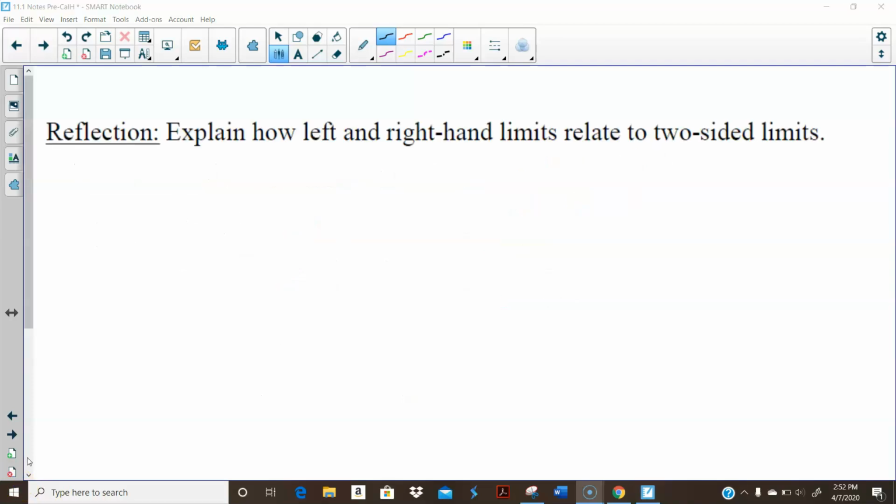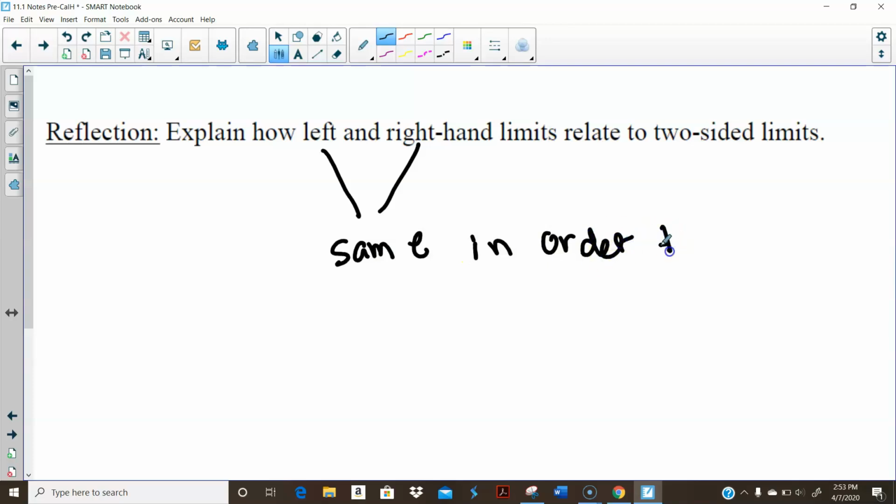And the reflection, explain how left and right hand limits relate to two-sided limits. The answer to that question would be, in order to have a two-sided limit, the left and the right hand limits have to be the same. So the left and the right have to be the same in order to have a two-sided limit.